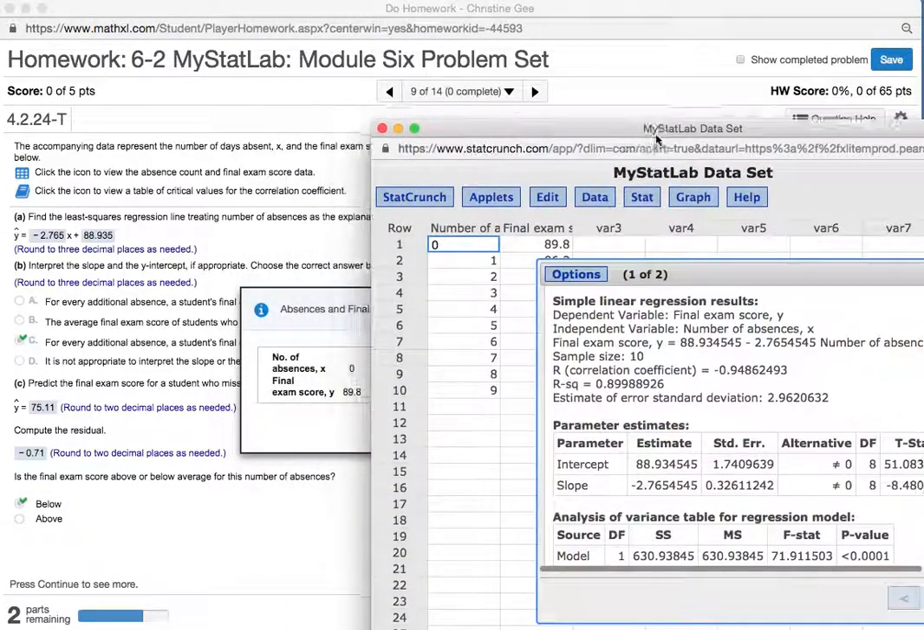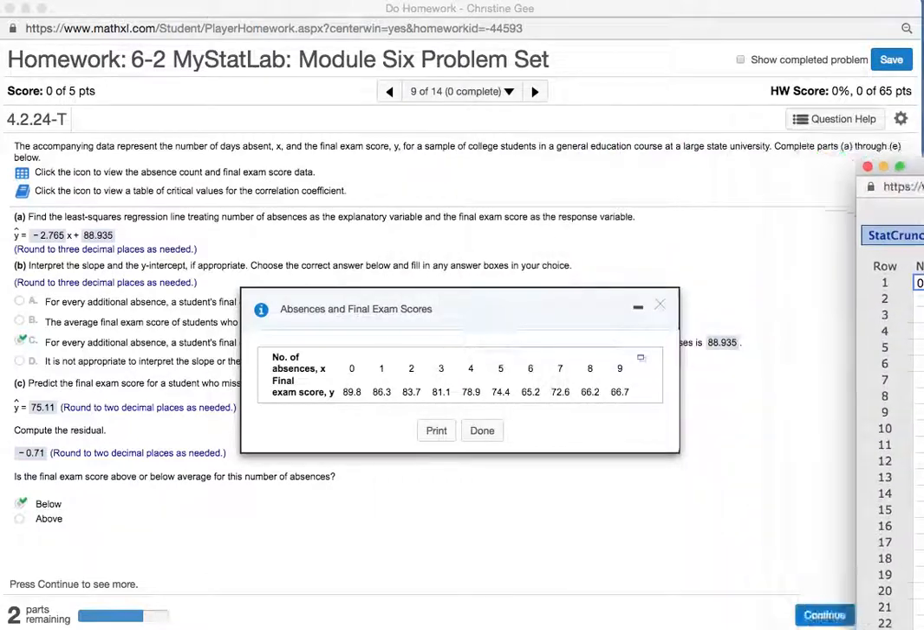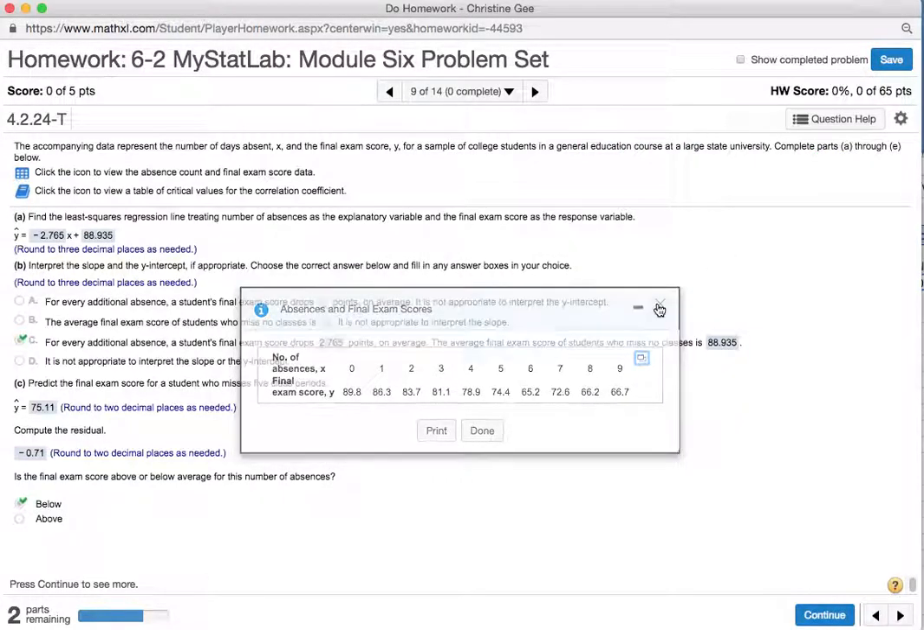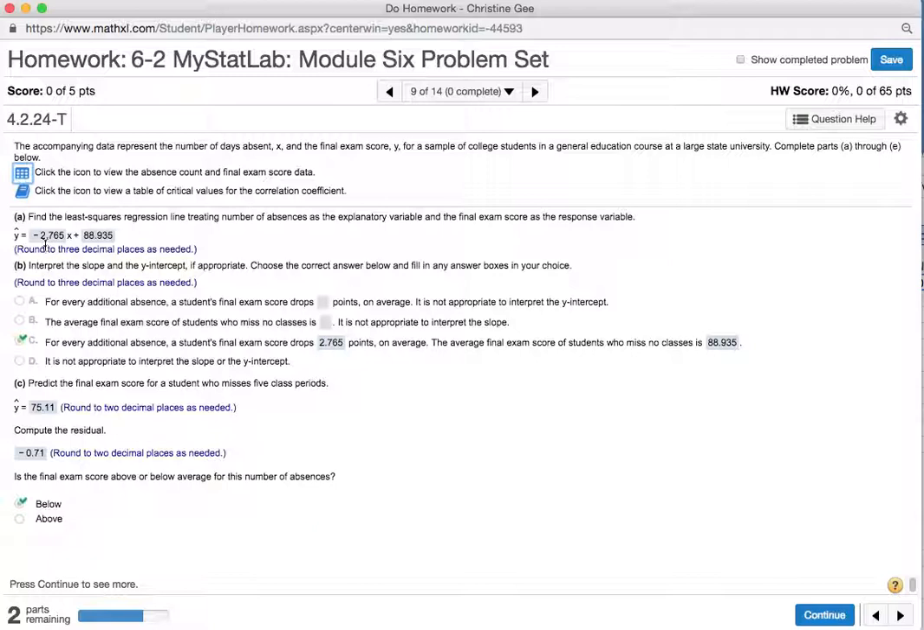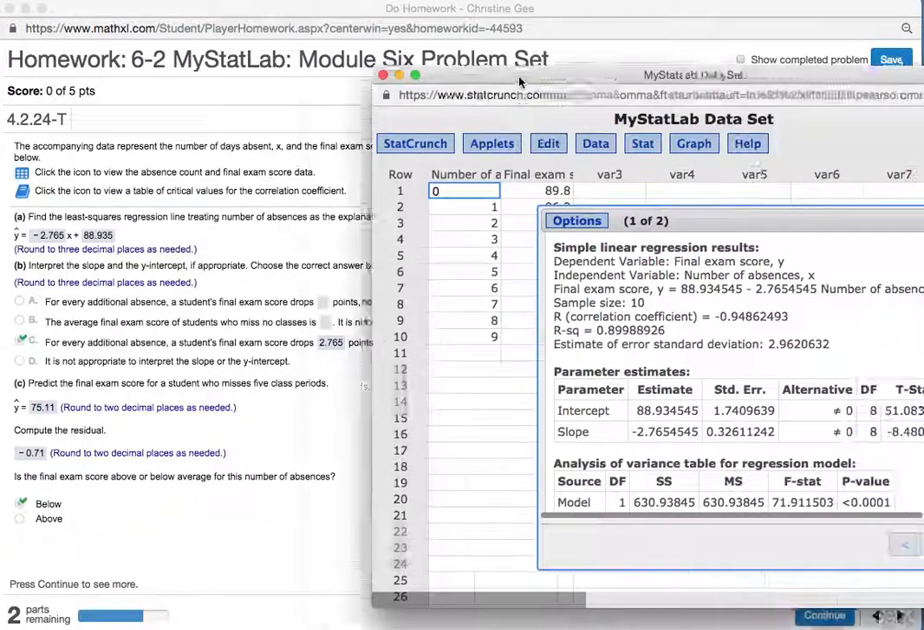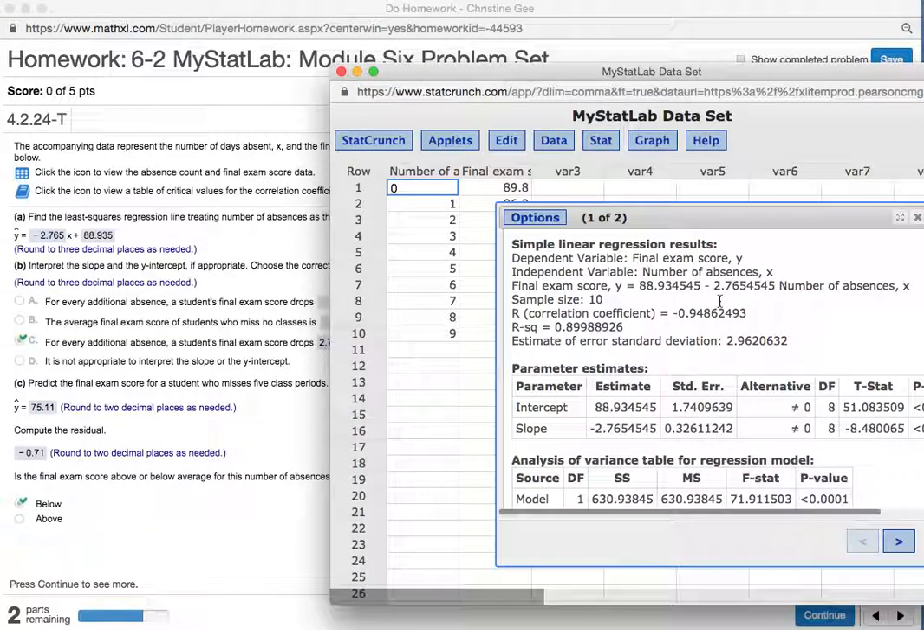So here I inputted these numbers in, and be very careful. The slope is being multiplied by the number of absences, which is the X variable. So you want to make sure you have that in there, negative 2.765X. It's not in order. This is not being multiplied by anything, and that is our y-intercept. So you want that by itself.